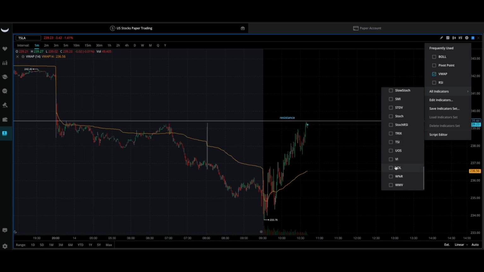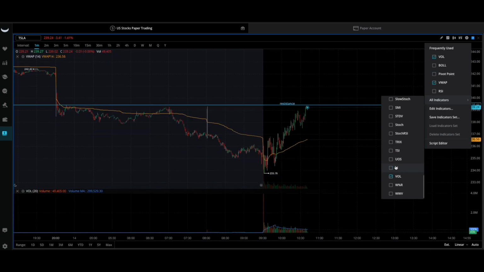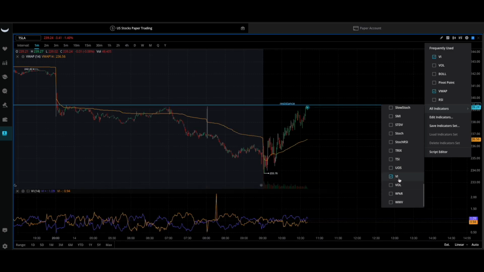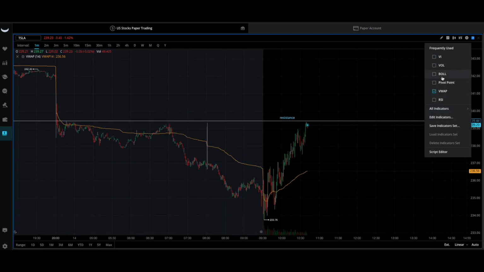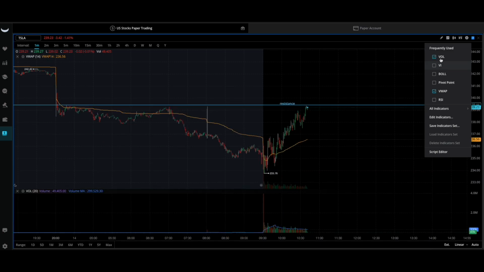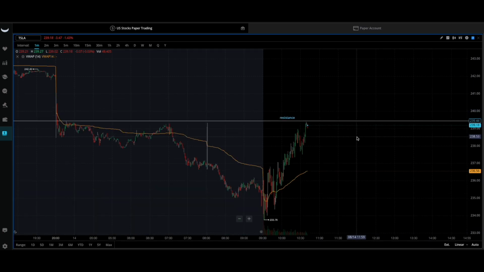But there's just so much. You can put the volume in so you can see volume. And there's just a lot of goodies with Webull that kind of goes unnoticed because they just focus on, like, you know, their free stocks, this and that.